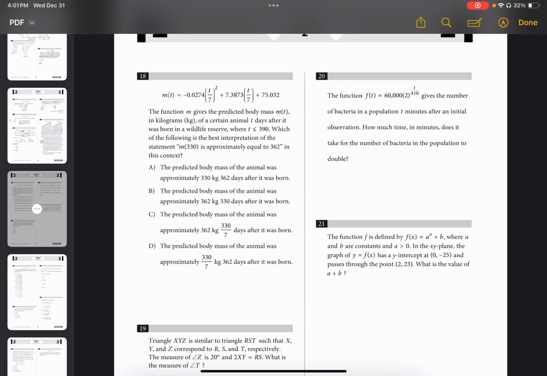It gives you the meaning of the whole equation. All you need to work out is what it means in this context, 330 and 362. So we know that 330 is going to be the amount of days after it was born, and 362 is the number of kilograms it weighs. So the predicted body mass of the animal was approximately 330 kg. That's wrong. This needs to be days. The predicted body mass of the animal was 362 kg, which is correct, 330 days after it was born, so your answer choice is going to be B.